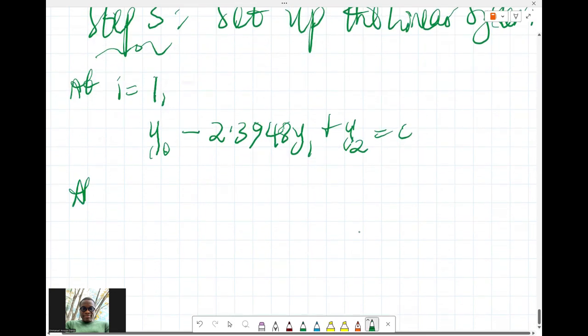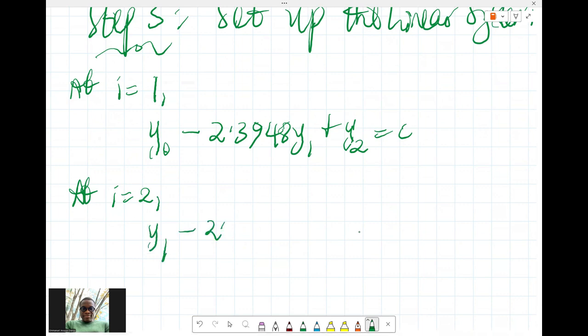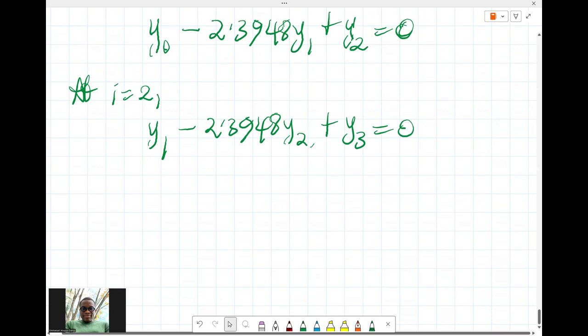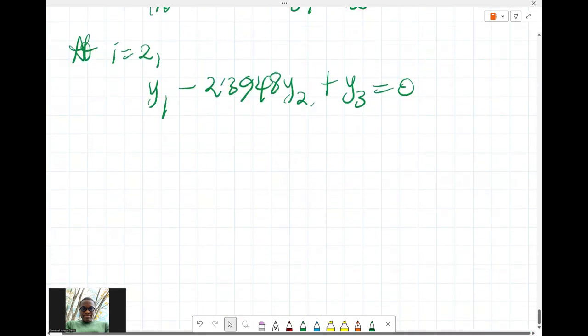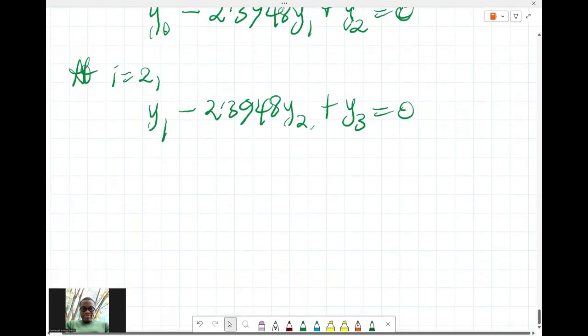Then we go again at I equals 2 now. So we just have y1 minus 2.3948 y2, plus y3, and that is also equal to 0. Okay, then since we are going to have 5 steps, it means we have x0 to x5. So it means all we need is also y0 to y5. So once we get to 5, we stop.